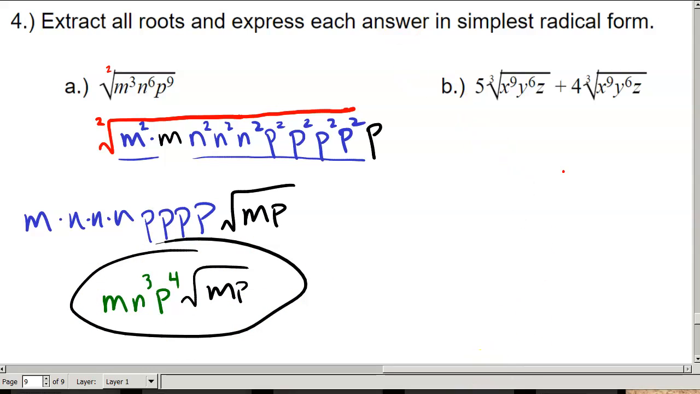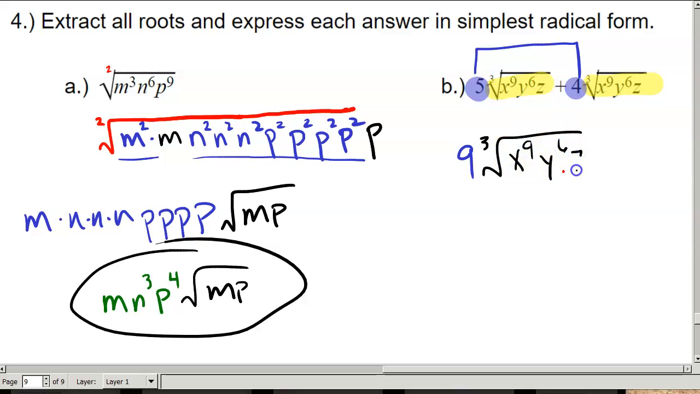Part B, we're going to add. Now we're going to look at, do we have like terms here? And the answer is yes, because these are the exact same thing. So I have these two like terms. That means I can add these two terms together by just adding those coefficients up. So I can take 5 plus 4, and that's 9 times whatever that like term was, which is the cube root of x to the 9th, y to the 6th, times z.